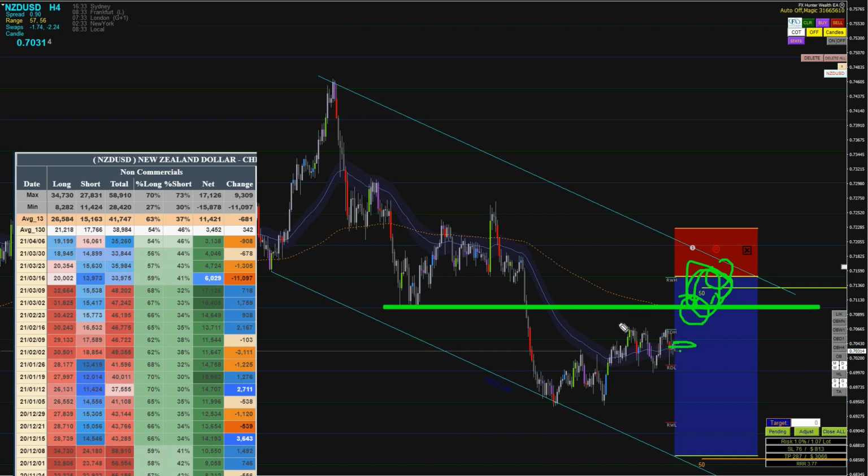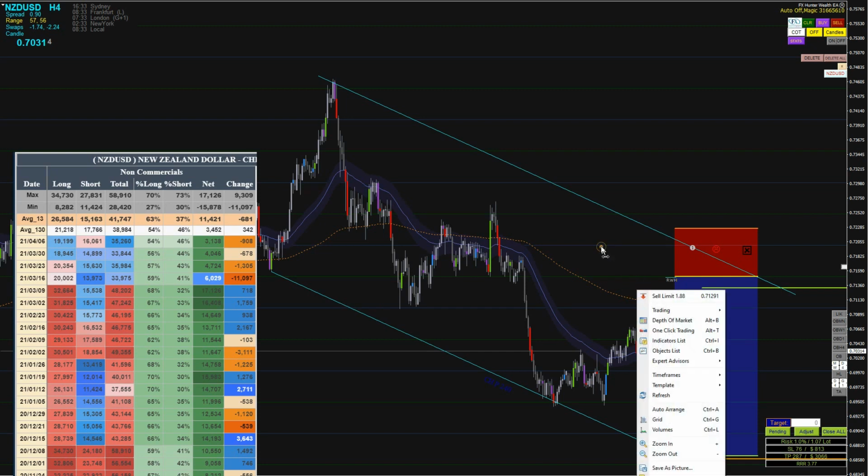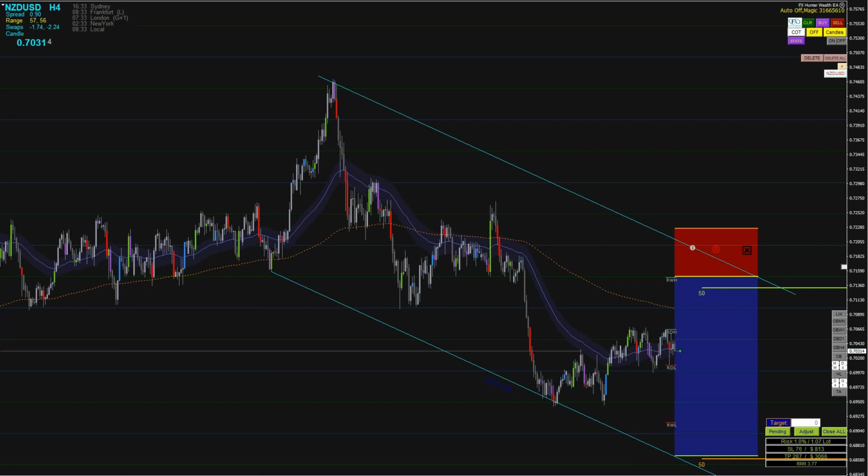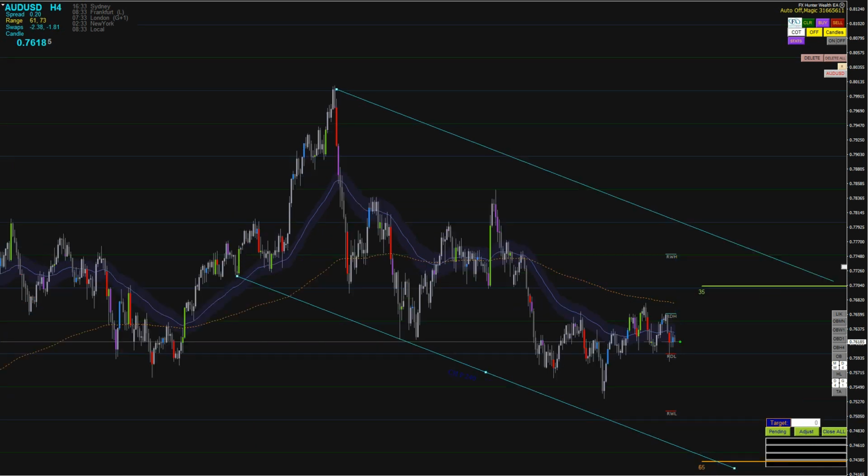Not here, because everyone is doing it, and everyone has stop losses in here. So you want to enter when most of the traders are stopped out, because that's when the big banks entered the market, right? Similar case on the Aussie, right?